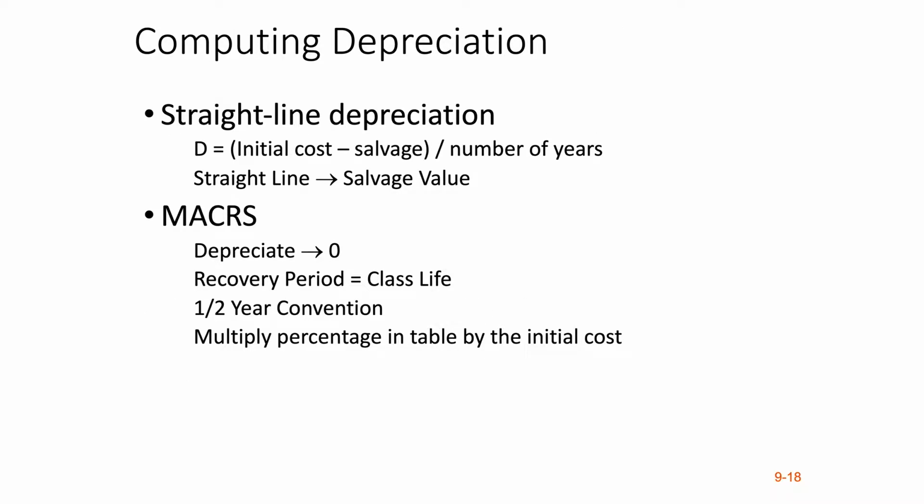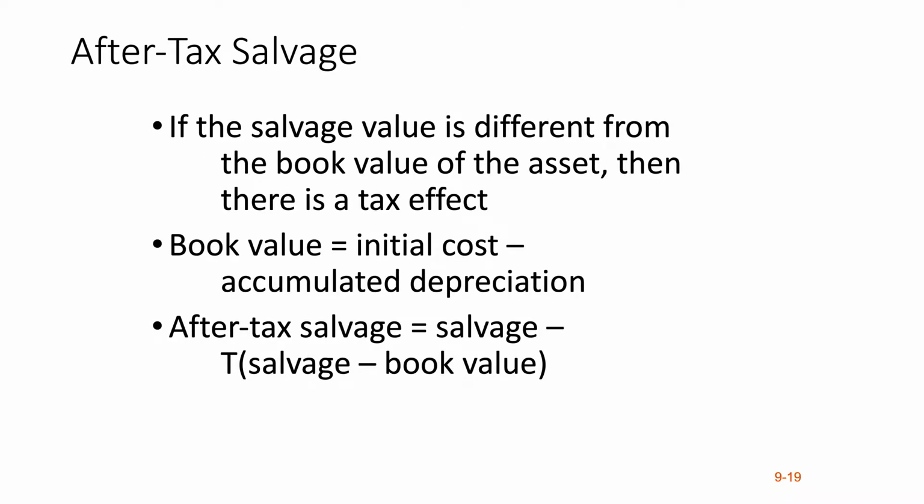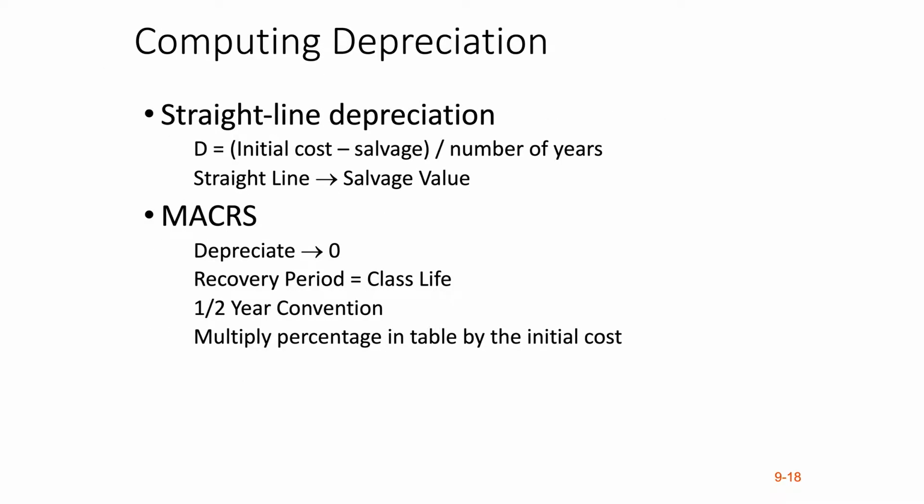Now, companies usually use straight-line depreciation. This is the easiest one to do. How do you calculate straight-line depreciation? Initial cost minus salvage value divided by number of years. So the straight line is basically the same every year, going down to the salvage value.